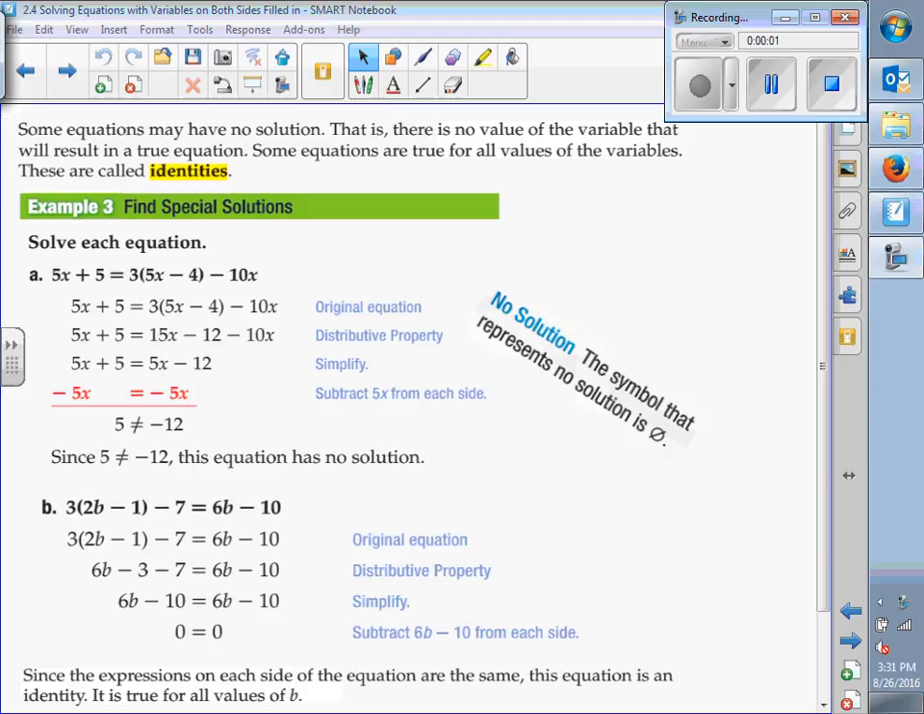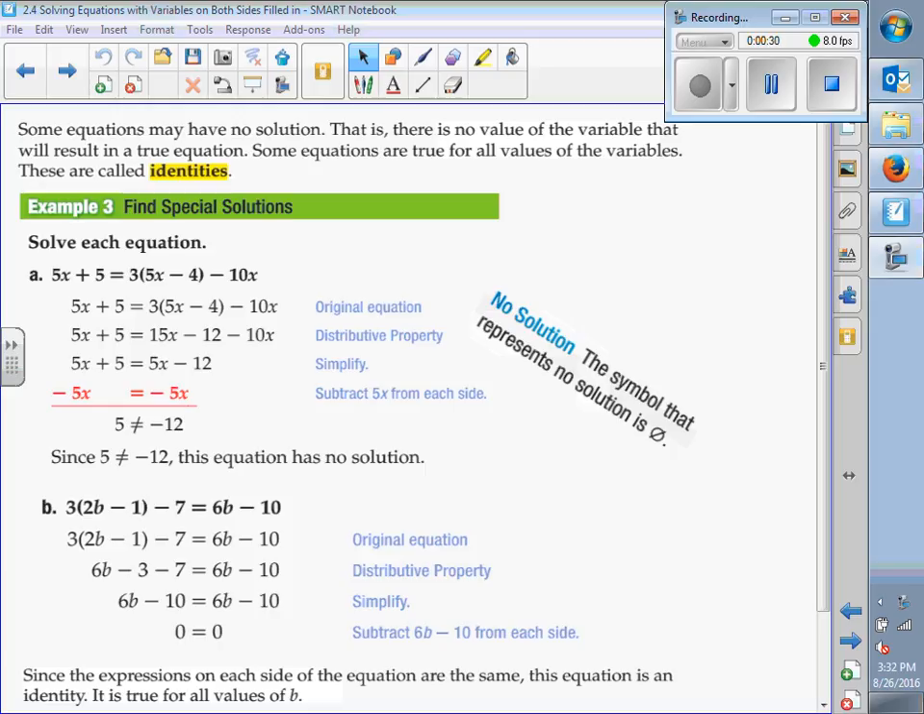Today we're going to continue with section 2.4, solving equations with variables on each side. Now, the next vocabulary word here is called identities. It says some equations may have no solution. That is, there is no value of the variable that will result in a true equation. And sometimes, some equations are true for all values of the variables.